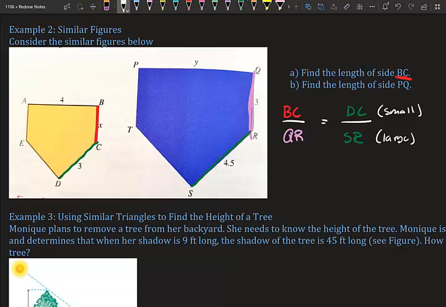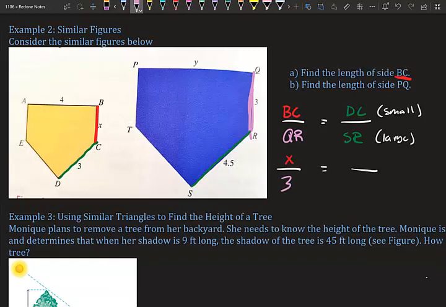So let's plug it in. BC, we don't know, it's x. QR, that's 3. Then we have DC, which is part of the smaller figure, which is 3, and SR, which is the bigger figure, and that's 4.5. With proportions, we always cross multiply. So we have x times 4.5, that's 4.5x. 3 times 3, that's 9. We divide by 4.5.